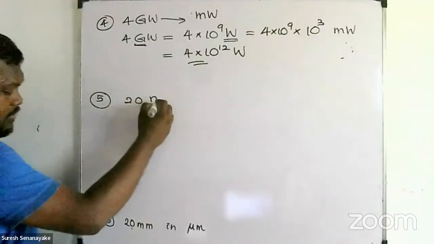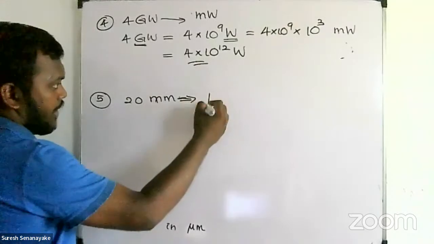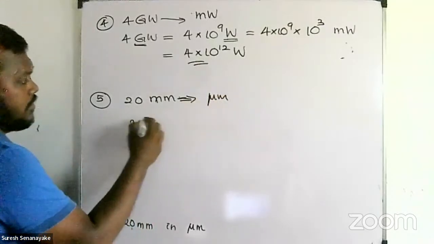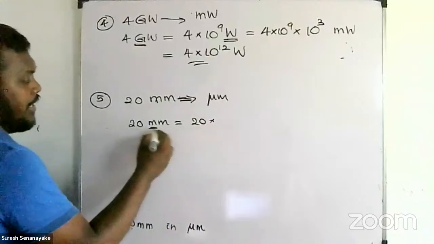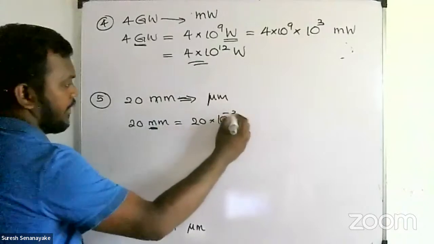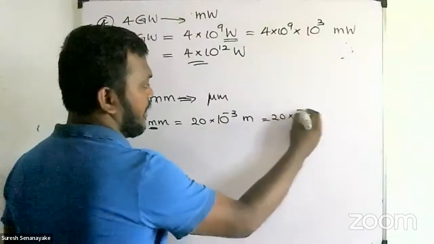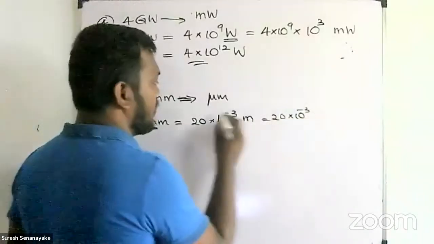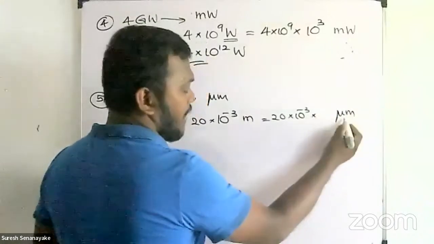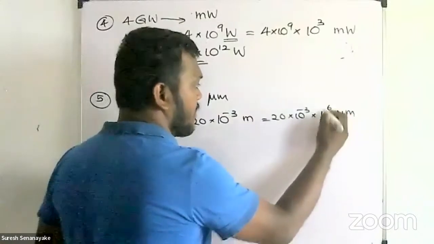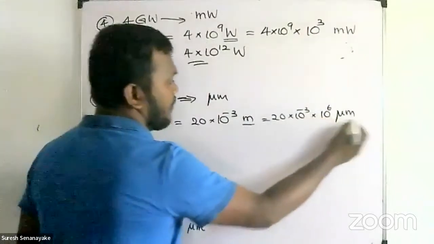Last one, 20 millimeters into micrometers, right? It's 20 milli here, milli is 10 to the minus 3 meters. Then you write the 20 into 10 to the minus 3 meters. This we need to convert to micrometer. Then micro means 10 to the minus 6. So you need to put 10 to the plus 6 to convert. That is with this meter here, that 10 to the minus 6 of micrometers.